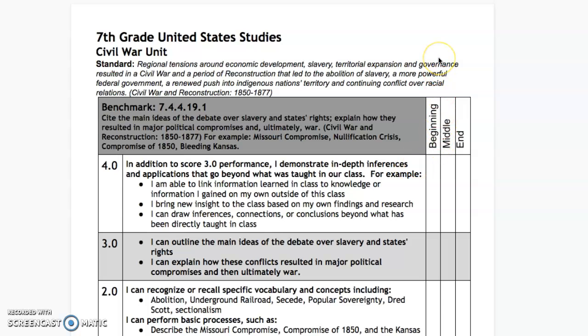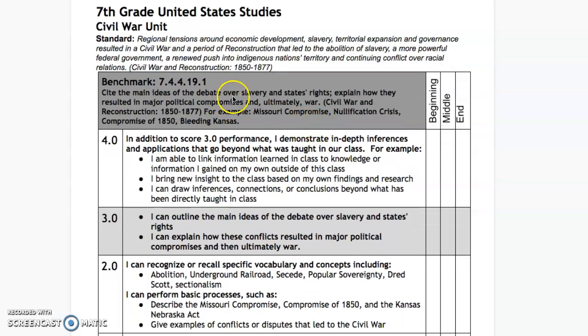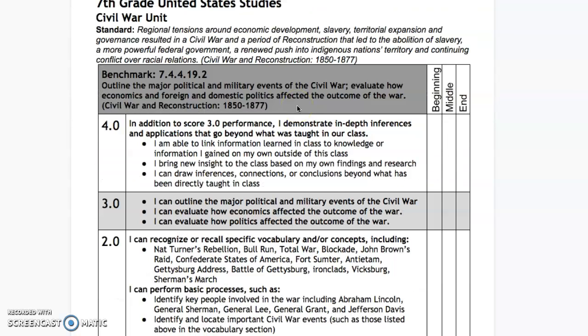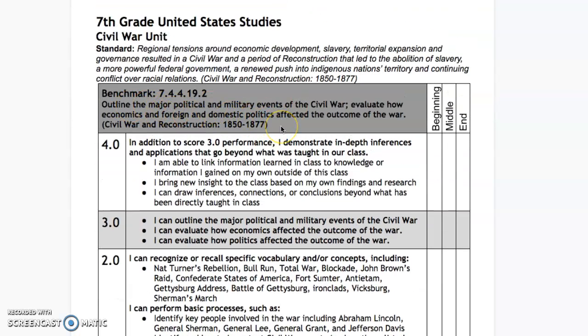So the lesson that I have is not just one single lesson; it's multiple. But the first one is citing the major ideas of the debate over slavery and states' rights. Explain how they resulted in major political compromises and ultimately led to the Civil War. So those are just some examples. And then the second standard that goes along with it is this one. So outlining the major political and military events of the Civil War, and then evaluate how economics and foreign and domestic politics affected the outcome of the war.